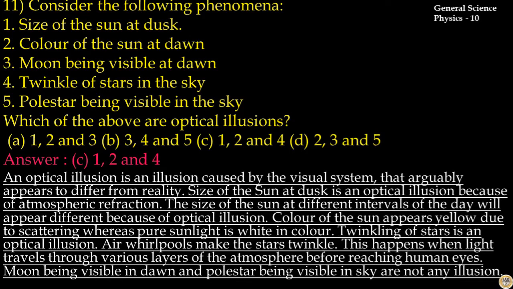Color of the sun appears yellow due to scattering, whereas pure sunlight is white in color. Twinkling of stars is an optical illusion. Air whirlpools make the stars twinkle. This happens when light travels through various layers of the atmosphere before reaching human eyes. Moon being visible in dawn and pole star being visible in sky are not any illusion. So here the answer to this question is option C, 1, 2 and 4.